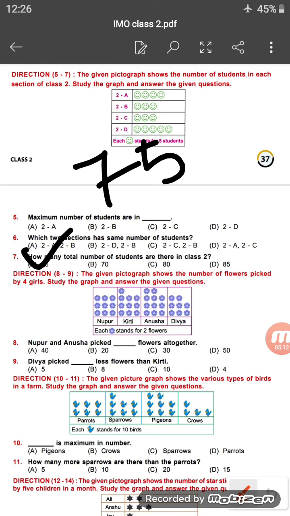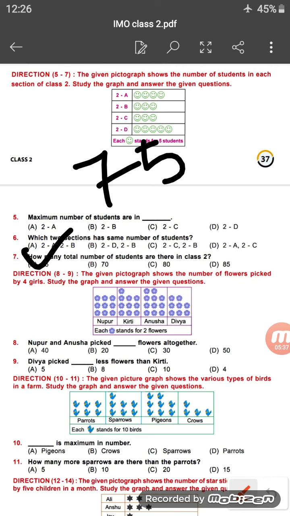Number 8. Nupur and Anusha picked dash flowers. Here also some flowers are there, and each flower stands for 2 flowers. These flowers are picked by 4 girls. Nupur and Anusha picked dash flowers altogether.